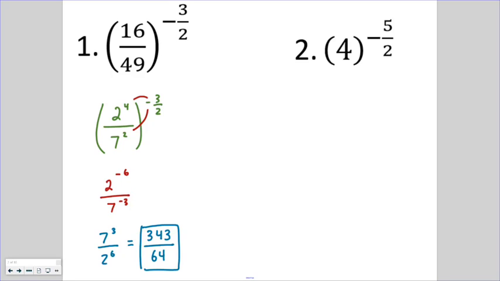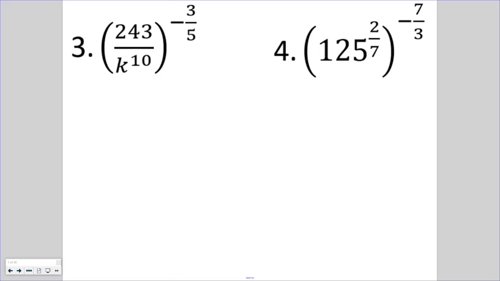All right, number 2, same thing. I'm going to take 4, put it as 2 squared, and then I'm going to distribute that power. We get 2 to the negative 5th. Now I'm going to deal with that negative power by taking 2 to the negative 5th and putting it underneath 1. And then I can express 2 to the 5th as 32, so it's 1 over 32.